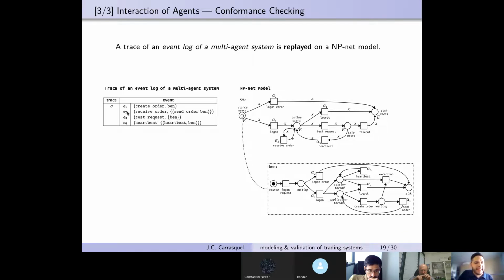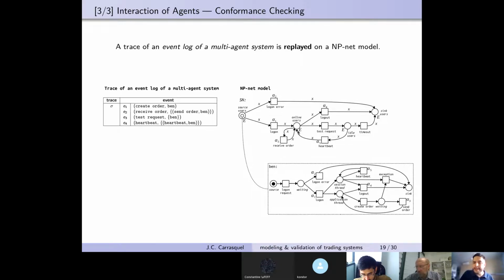And another format of events. The second event, receive order, and I see here send order Ben. In the way that we defined, this means that the system net should execute receive order, and this is synchronized with the execution in Ben of the activity send order. Actually, you see this alpha 3, so this means that this is correct because both transitions are synchronized.